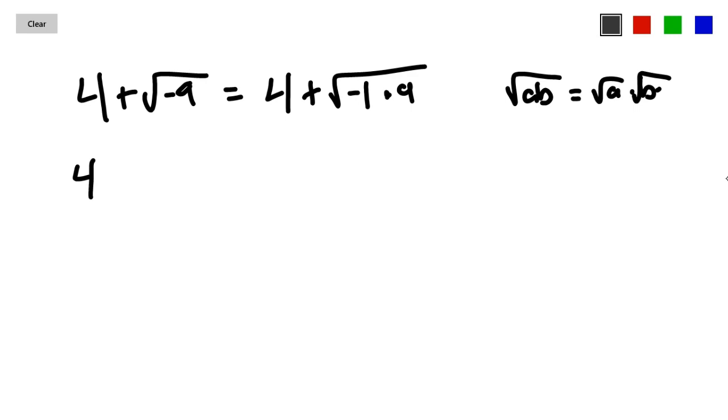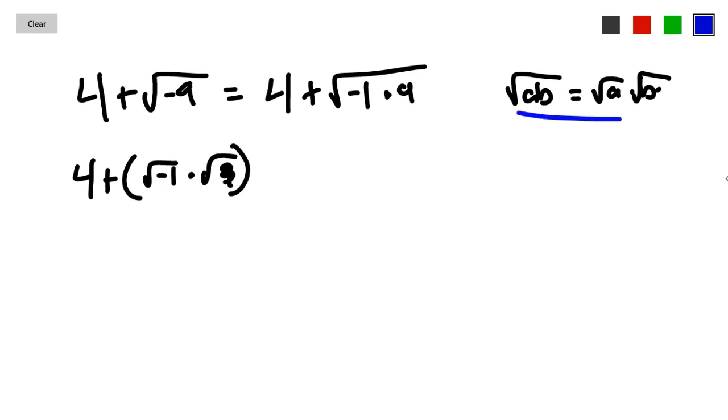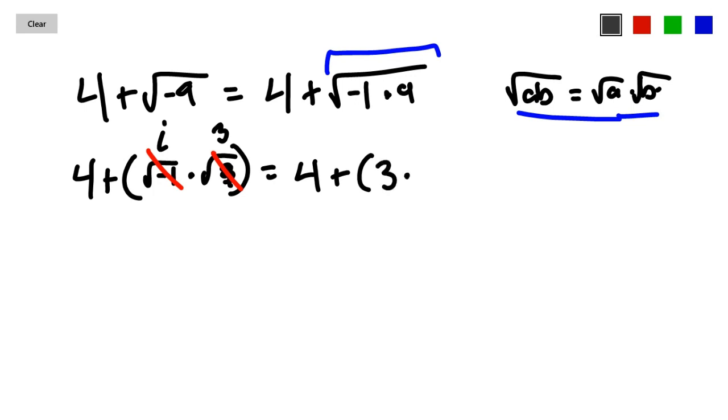So I can say 4 plus the square root of -1 times the square root of 9. Now I can use this rule to break up this expression into things that I know. The square root of -1, we just learned, is i. And we know that the square root of 9 is just the number 3. So what I'm left with is 4 plus 3 times i, and we write that as 4 plus 3i. So you see how it's in the form of a plus bi.